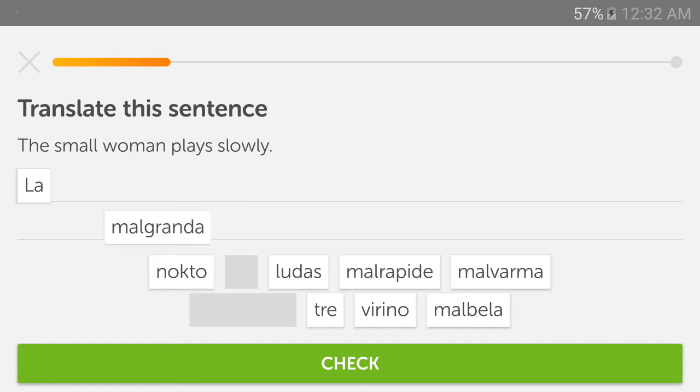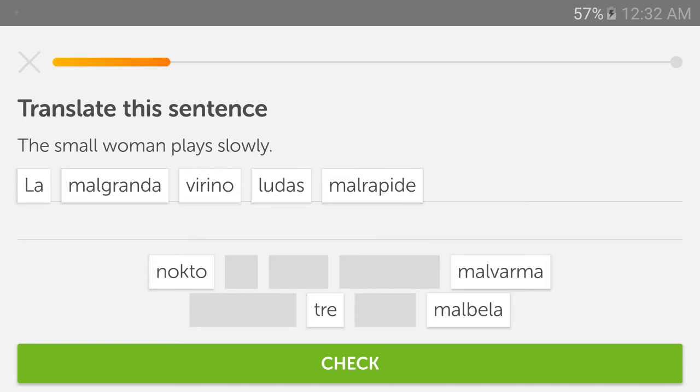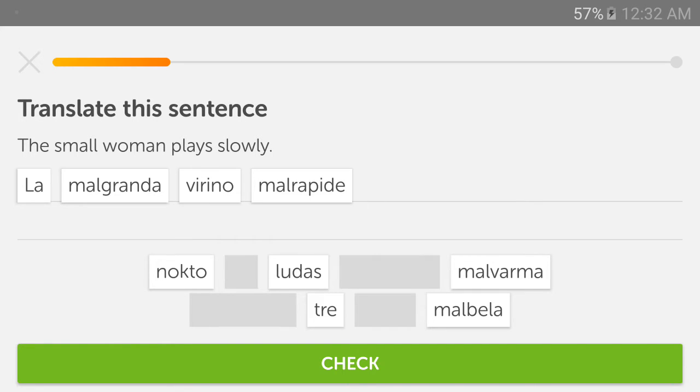In Esperanto, all adjectives end in a, and all nouns end in o. So this malgranda, small, is an adjective describing the woman, so it ends in a. Virino is a woman, ends in o. Ludas, plays. Mal rapide, slowly. And you can also do this. Check this out. You can reverse it and say, the woman slowly plays. And that's correct.